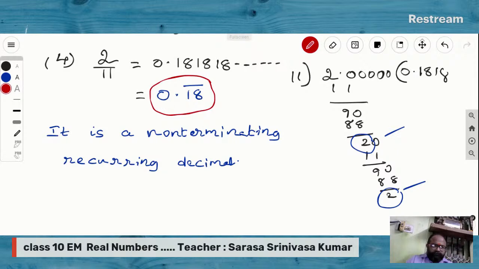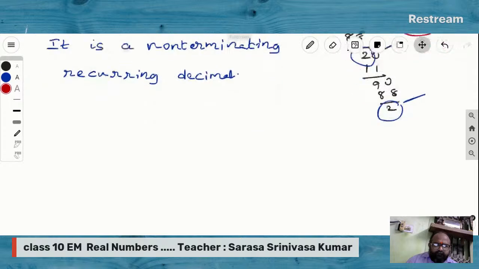Now, by method 2, we can state that it is a non-terminating decimal. It is not in the form of 2 power n, 5 power m. 11 is not in the form of 2 power n, 5 power m. So it is a non-terminating recurring decimal. We can simply say that. Now we consider another problem, fifth problem.